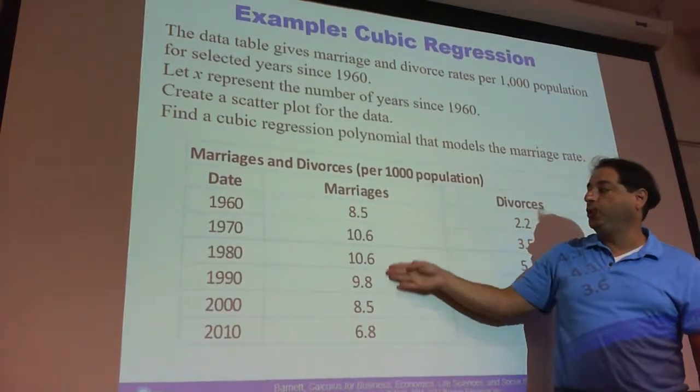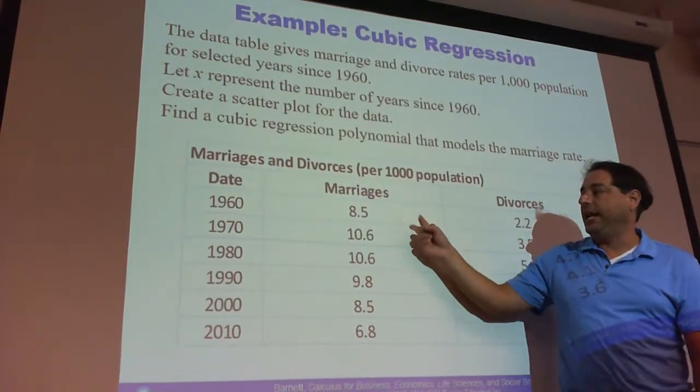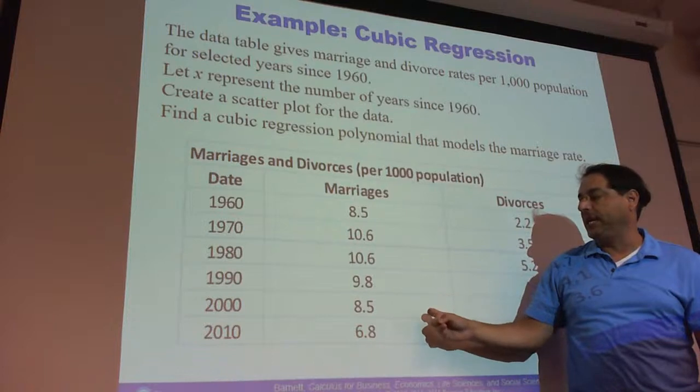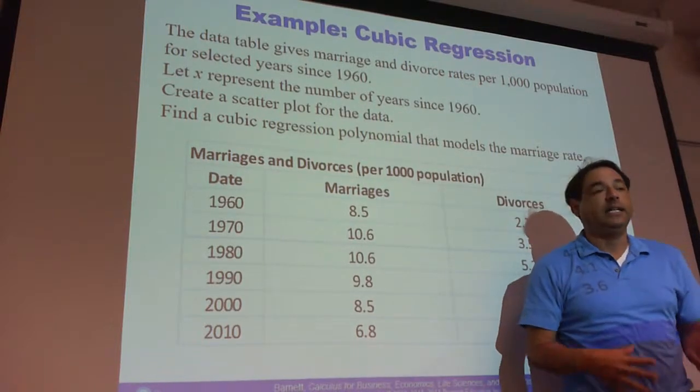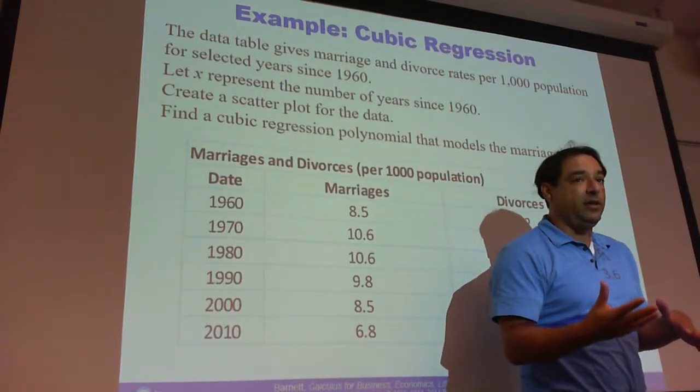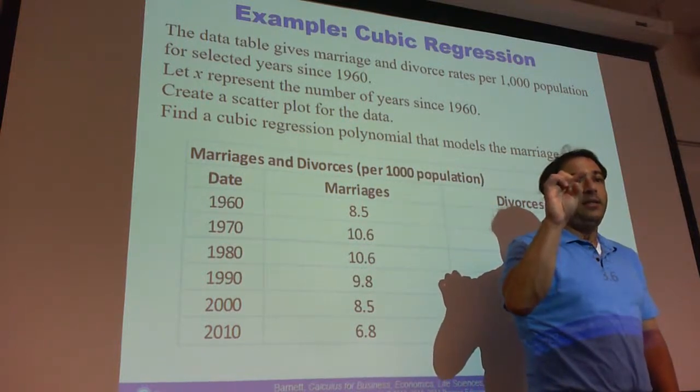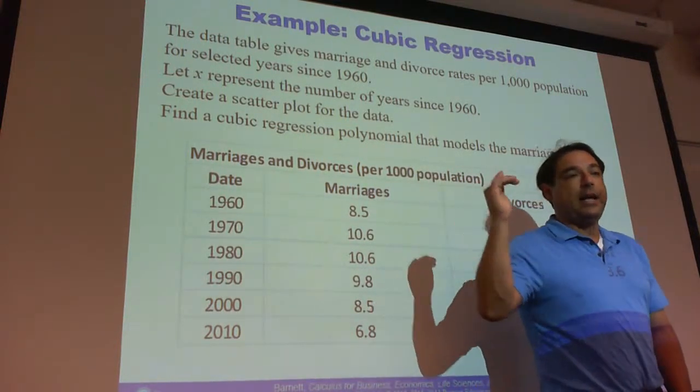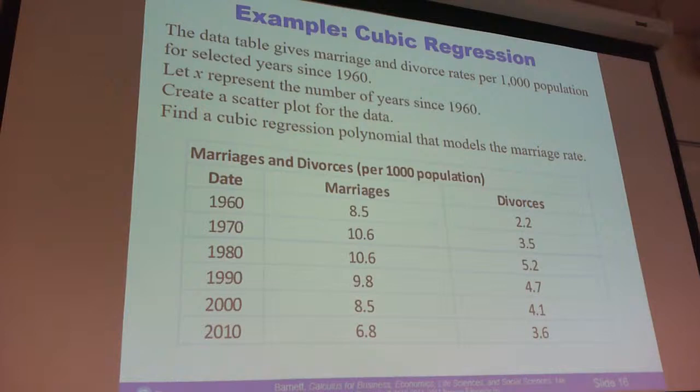And in list 2, we're going to put the marriages: 8.5, 10.6, 10.6, 9.8, 8.5, 6.8. So we should be getting very good with our calculator. Push stat, number 1 for edit, and we're going to put in list 1 and list 2. So everybody has a calculator at this point. We're sharing with somebody. Gotta have a calculator. Everything is calculator. Okay?